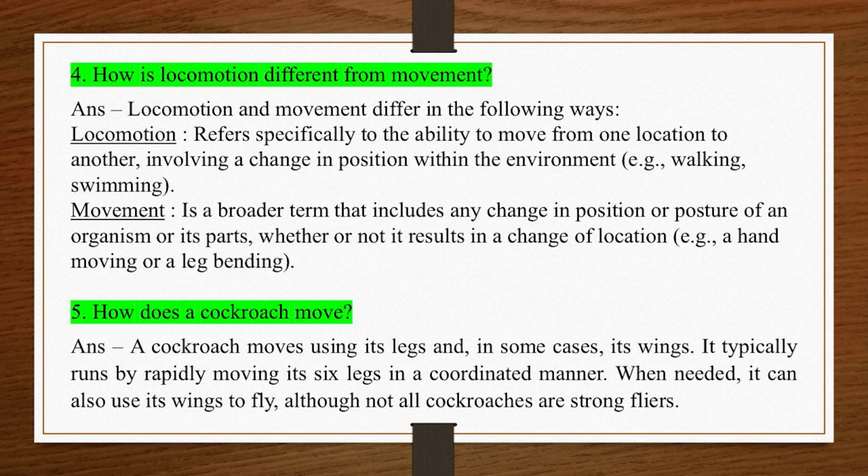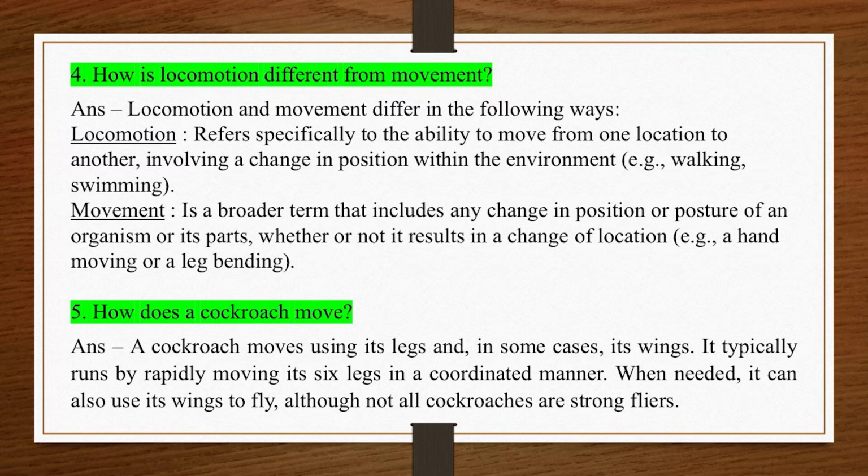4. How is locomotion different from movement? Answer: Locomotion and movement differ in the following ways. Locomotion refers specifically to the ability to move from one location to another, involving a change in position within the environment, for example, walking, swimming. Movement is a broader term that includes any change in position or posture of an organism or its parts, whether or not it results in a change of location, for example, a hand moving or a leg bending.